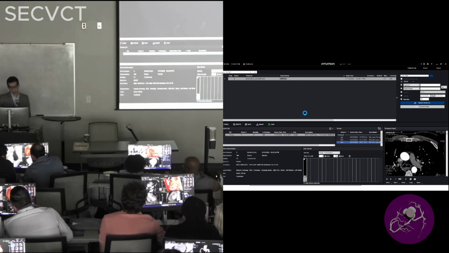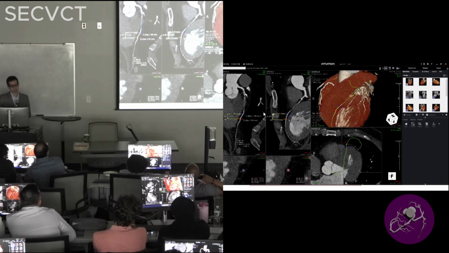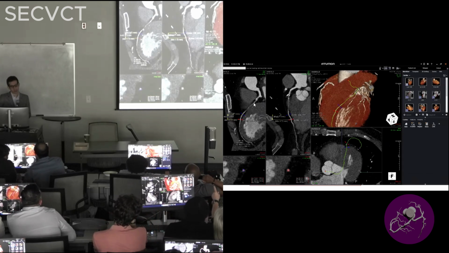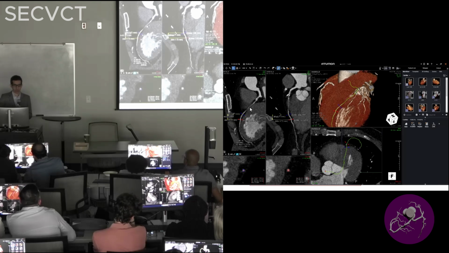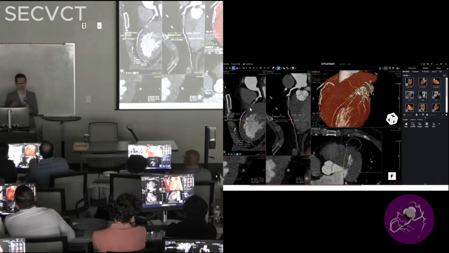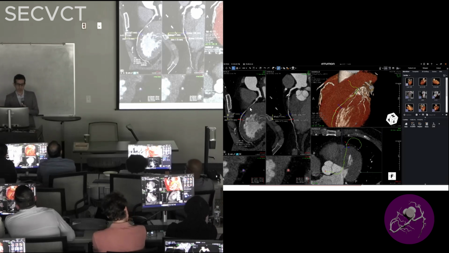So I'm gonna load the LAD for you. So these are the curved planar images. Clearly you see the LAD, quote unquote, long lesion. If you pay attention with me quickly, this is more technical, because the question is: is this severe stenosis versus completely occluded, or chronic total occlusion? So there are some ways we look at it. I'm going to show you in the slides in a second.